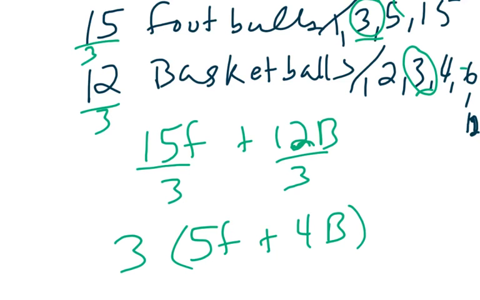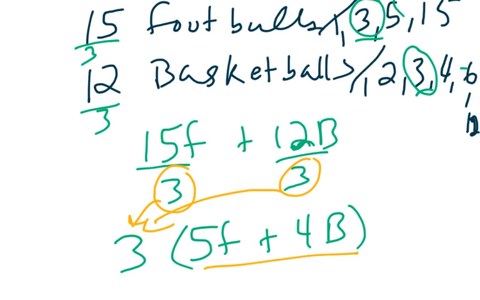So whatever number you divide by, both of them evenly, goes on the outside, and whatever's left over goes on the inside of the parentheses. And that's basically how factoring works. So let's look at a few more examples.